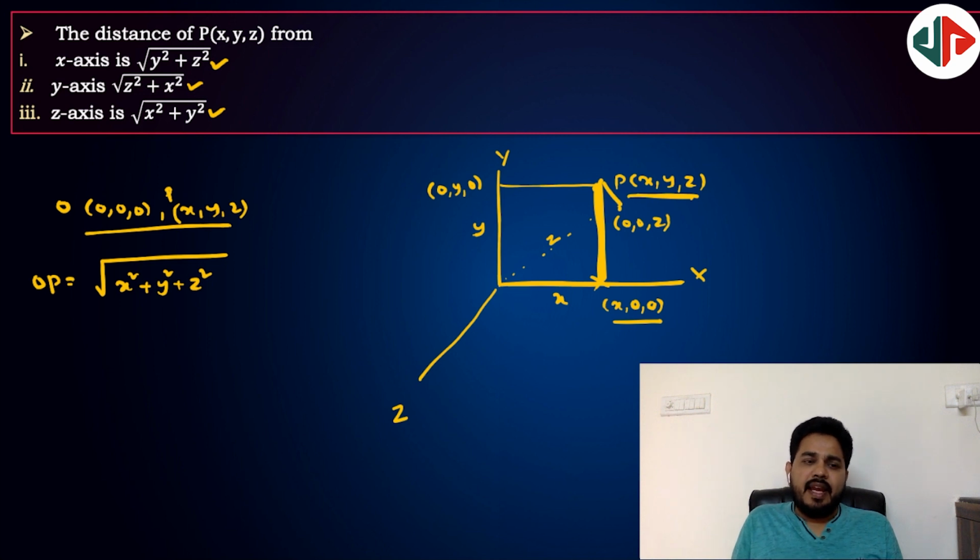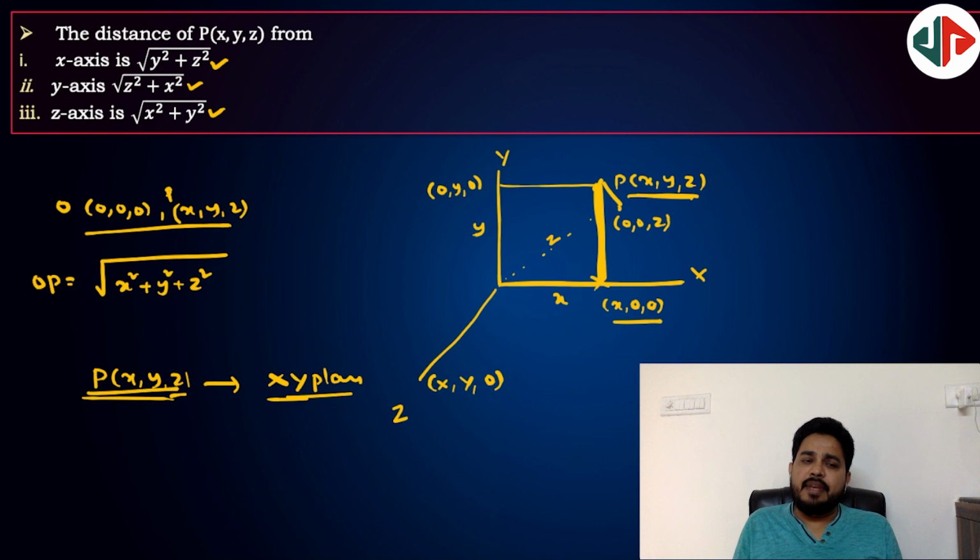Okay. And the foot of the perpendicular from P, x comma y comma z, to the xy plane will be equal to x comma y comma 0. So the distance of P from the xy plane will be equal to mod z. Okay.